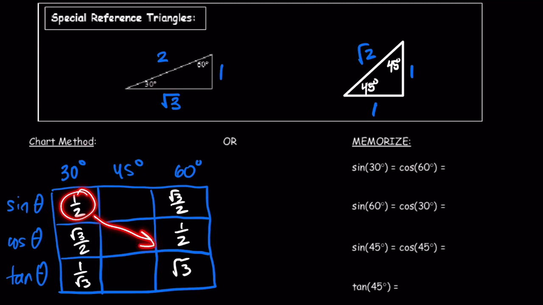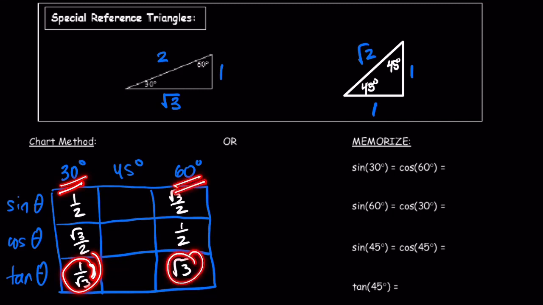Notice how sine of 30 is equal to cosine of 60, and cosine of 30 is equal to sine of 60. One of the things I remember, this is the hardest one for me to memorize, is the tangent. You see how tangent of 30 is 1 over radical 3. Tangent of 60 is radical 3 over 1. And the way I remember it is 30 degrees is smaller than 60, so tangent 30 will be smaller than tangent 60.